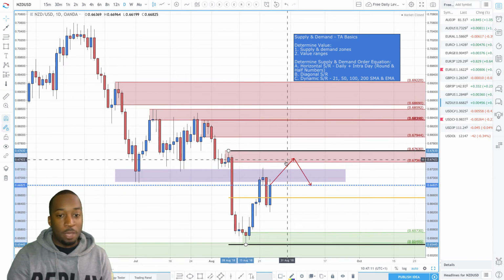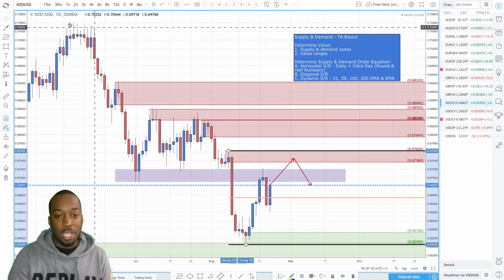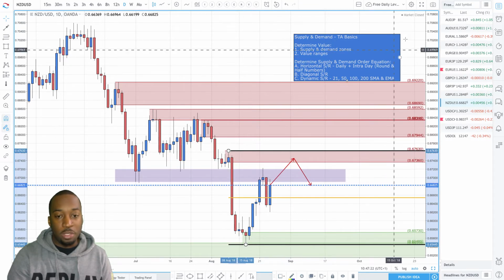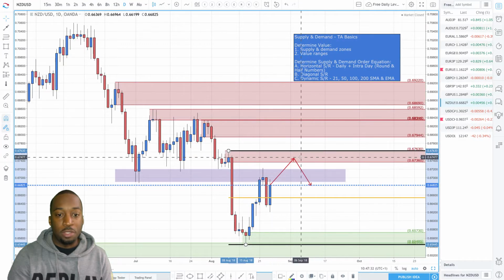So for me, I'm going to be patient and wait for prices to come up to this supply zone before looking to establish any type of short, because I'm looking to buy the US dollar against the New Zealand dollar. Fundamentally, if we go back to our fundamental chart, I'm bullish on the dollar and neutral, slight bearish on the New Zealand dollar.